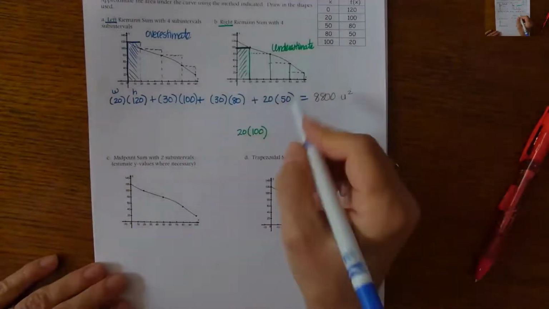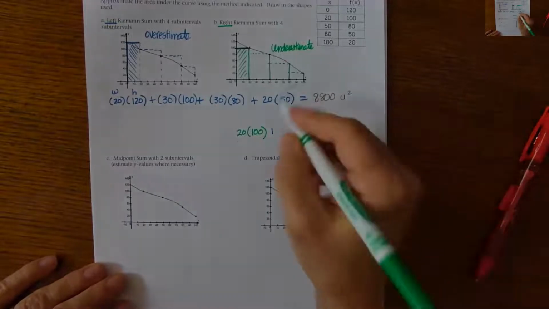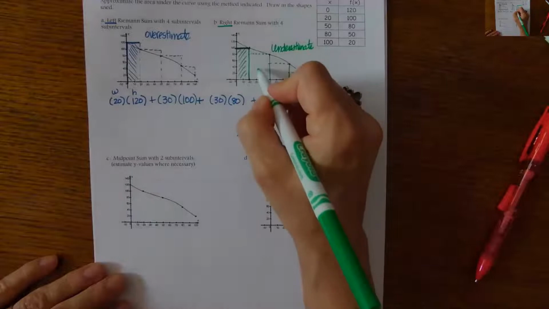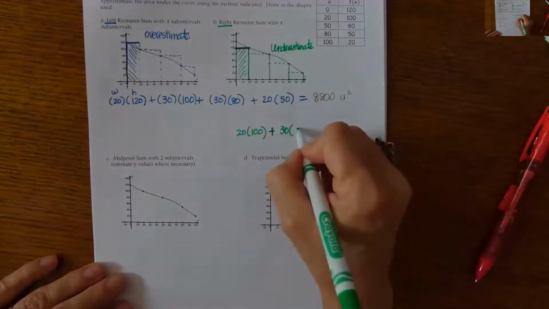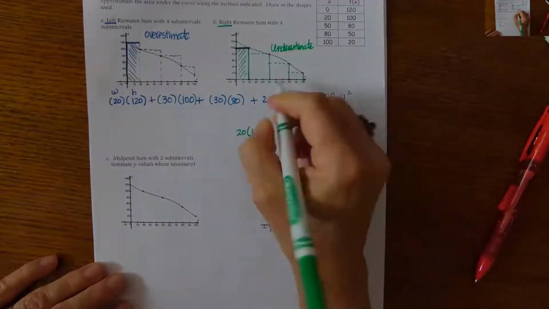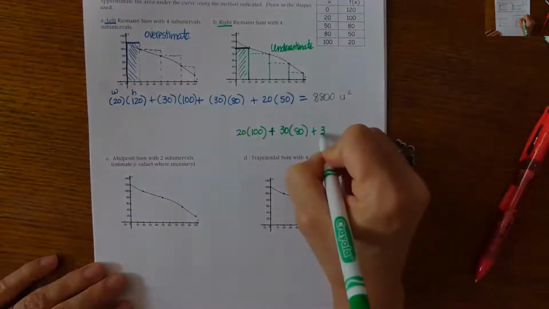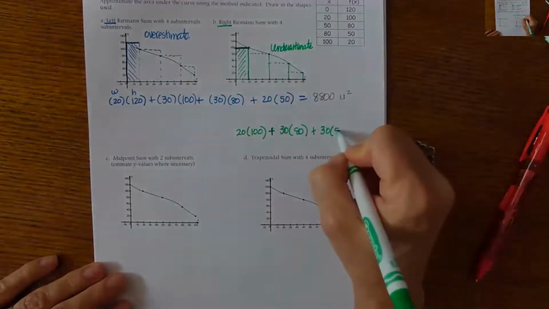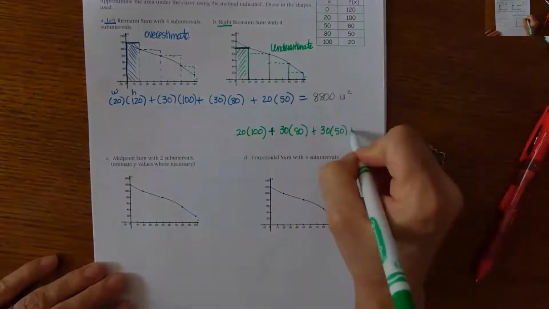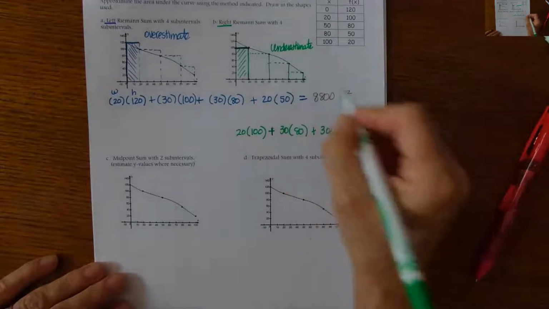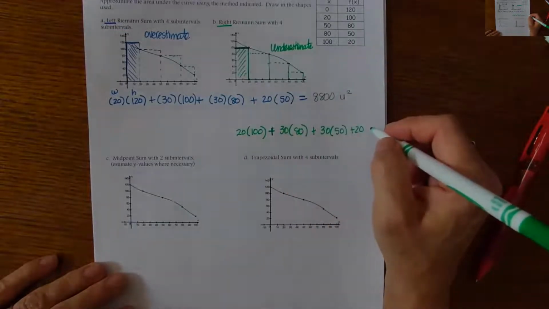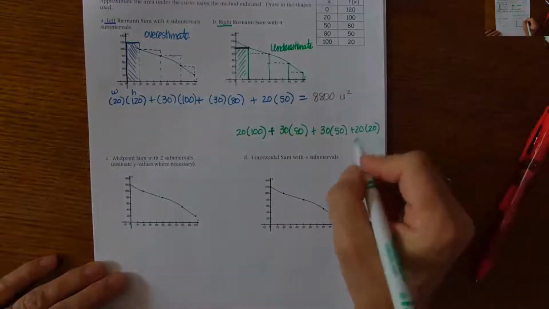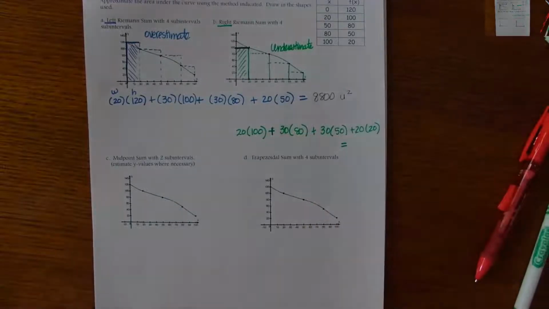So this was 20. Notice the x's will stay the same, so it's going to be 30. But how tall is this box now? 80. This is still 30 wide, but how tall is it? 50. And this last one is 20, but it's only 20 units high? Yep. So punch that into your calculator and tell me what you get.